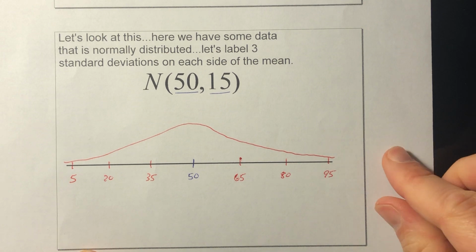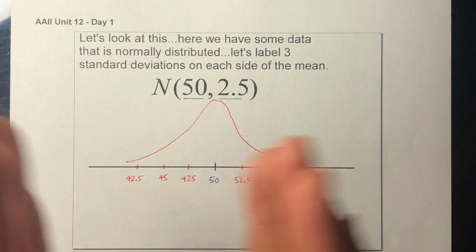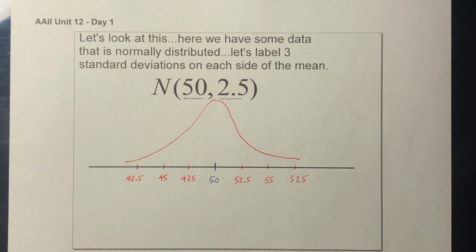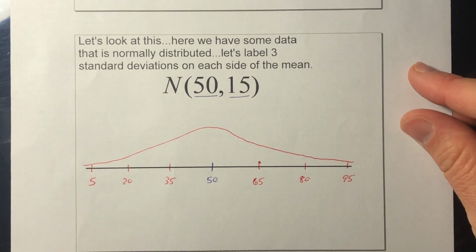All right, so let me go back to the other one real quick. 2.5, that kind of pushes, I don't know how well you can see my fingers there. That pushes the numbers together, so it's taller in the middle. These are a little more spread out.